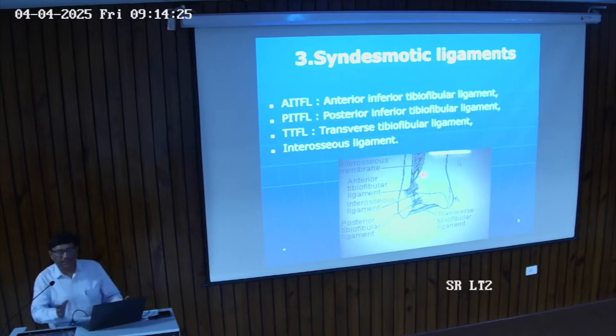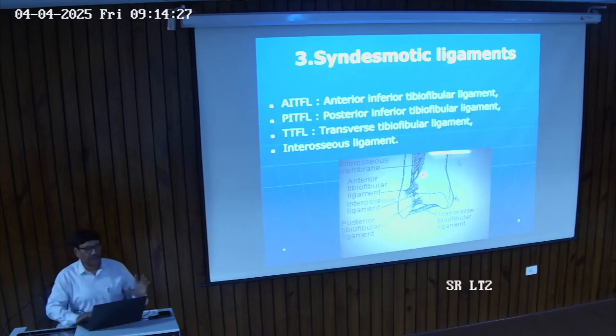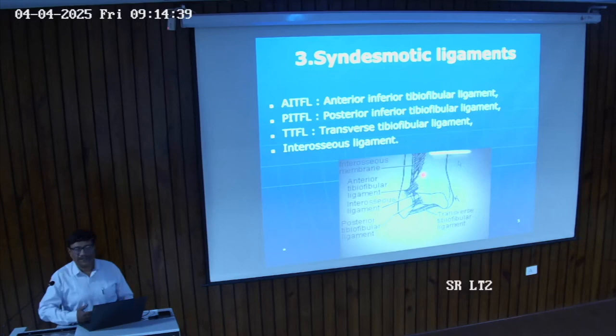So just to recapitulate once again, the ankle has three important ligaments: medial ligament, which is the deltoid, lateral ligament, and then the syndesmotic ligaments. So any of these ligament structures can also be damaged along with the ankle fractures, and we must assess which ligaments are injured and whether they need to be repaired or not.